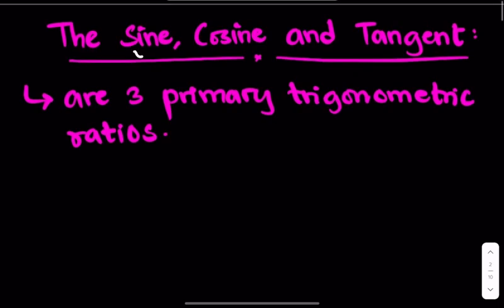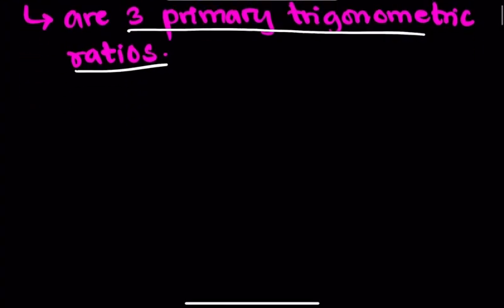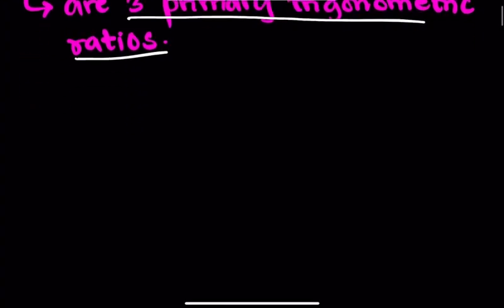Hello everyone. In this lesson, let's see problems associated with sine, cosine and tangent ratios. So the sine, cosine and tangent are known as the three primary trigonometric ratios. Now let's look at the formulas associated with each of these ratios.